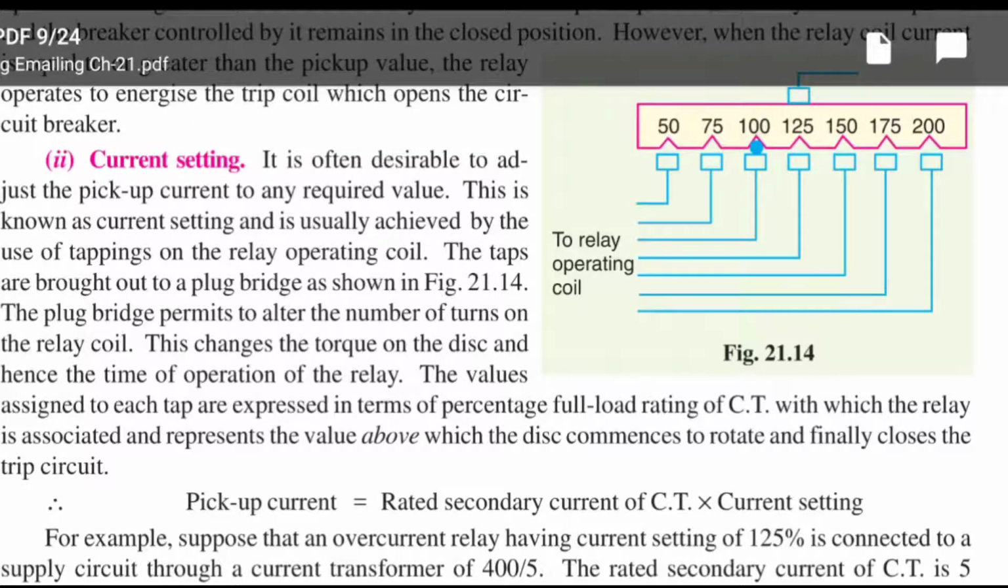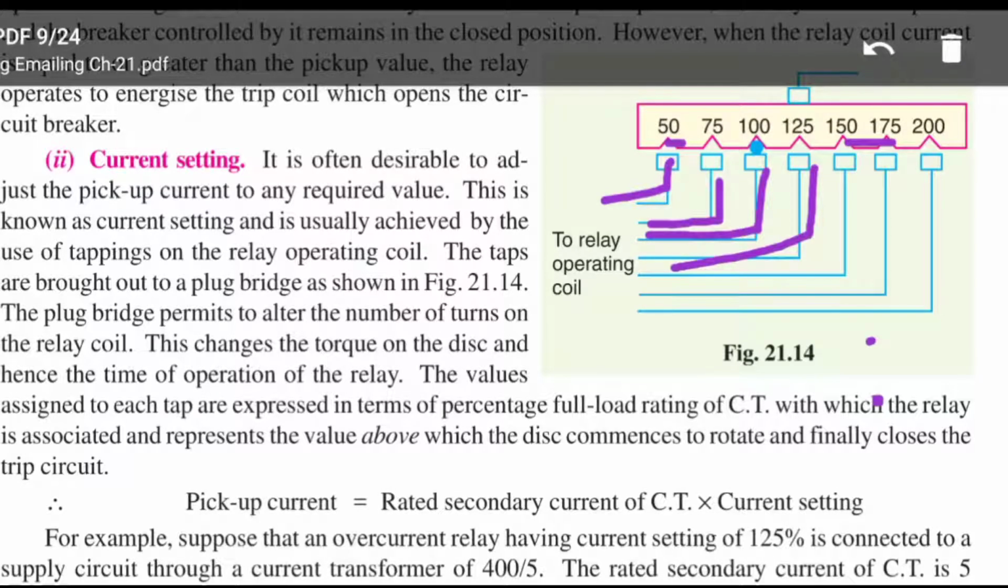For the current setting of the relay, the pickup value can be 50%, 70%, 100%, 125%, like that. There are settings for that. The percentage of current setting is also known as plug setting. The pickup value of overcurrent can be adjusted to the required level in the relay, which is known as the current setting. The current setting of the relay can be achieved by use of tappings on the relay. These are the tappings.